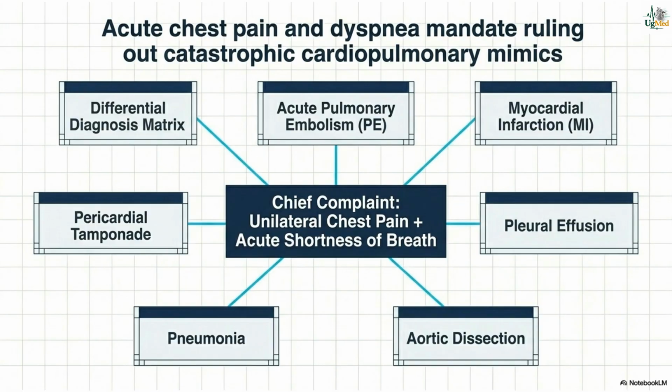When a patient presents with unilateral chest pain and acute shortness of breath, several potentially catastrophic conditions must be considered. The differential diagnosis includes acute pulmonary embolism, myocardial infarction, aortic dissection, pericardial tamponade, pleural effusion, and pneumonia. Pneumothorax is therefore one of several time-sensitive cardiopulmonary diagnoses that must be rapidly evaluated and distinguished.